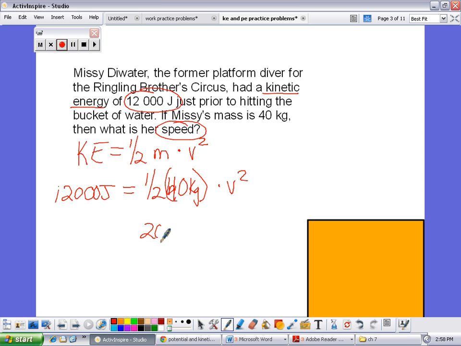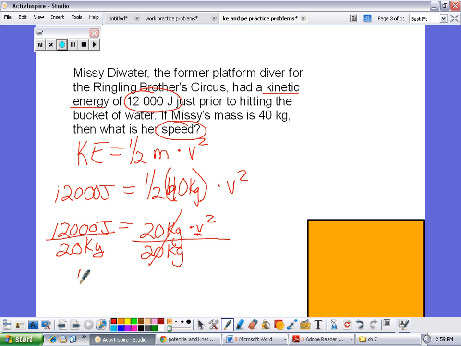So half of 40 is 20, so we get 20 kilograms. Multiply that by your v squared, and you have your 12,000 joules over here. To get v by itself, we need to do the opposite of multiply, which is divide by 20 kilograms. That cancels these two out. Divide by 20 over here, and you get an answer of 600 equals our v squared. Now this is not just speed, this is speed squared, so we need to get rid of our square. So we take the square root on each side, and the square root of 600 is 24.5 meters per second. So that is our speed.